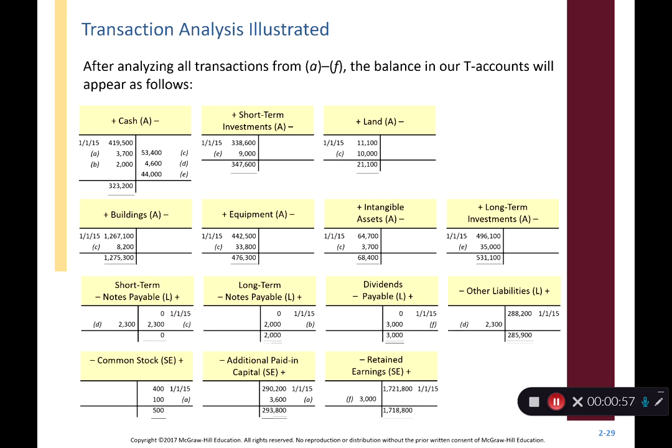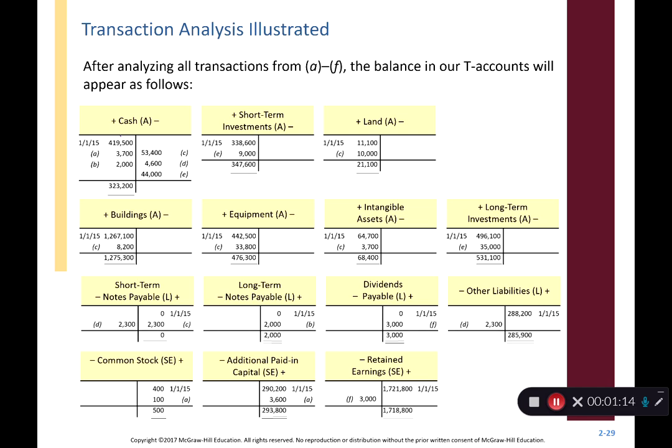Just as a reminder, remember when adding up a T account, you add up your debits, add up your credits, and then take the difference to get the balance, and the difference goes on the bigger side.